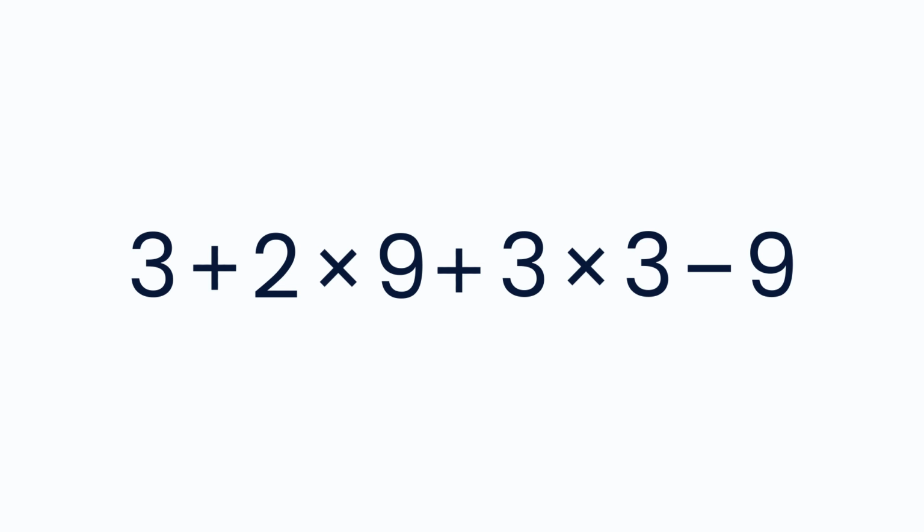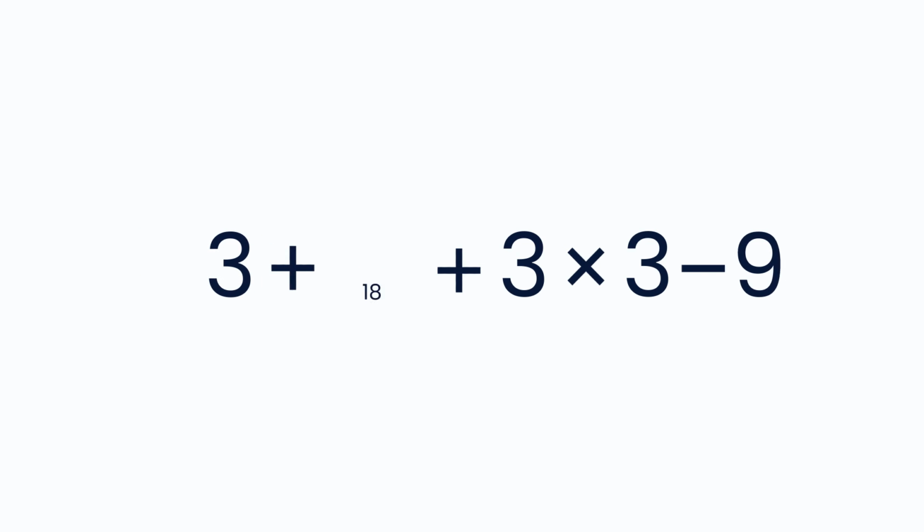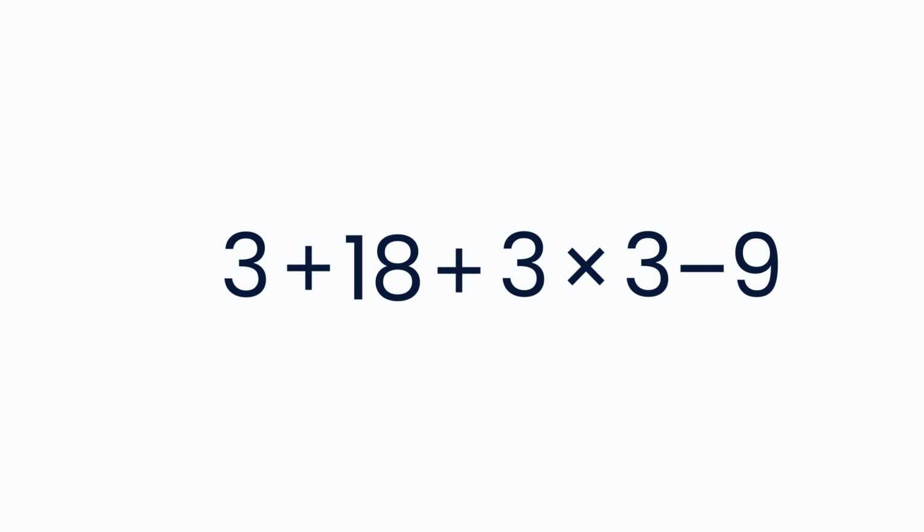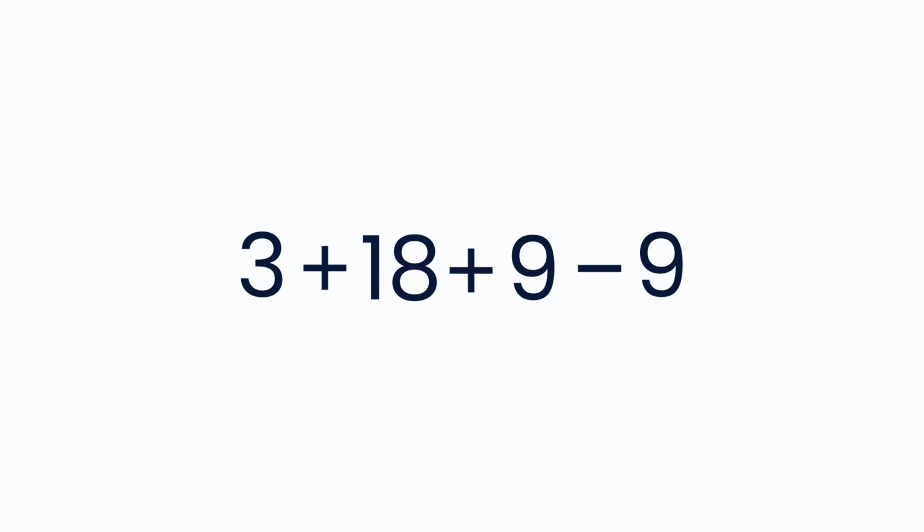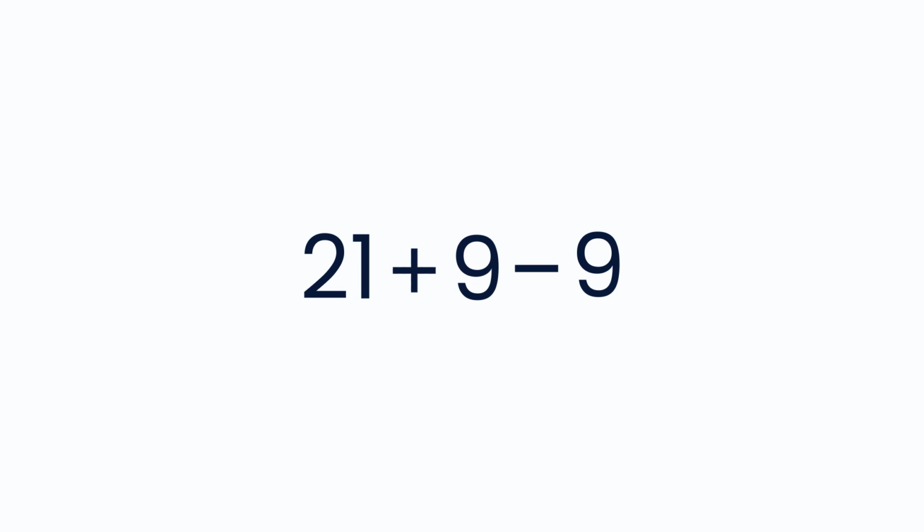Next, you do the multiplication. 2 times 9 equals 18, and 3 times 3 equals 9. Finally, you combine the terms. 3 plus 18 equals 21, 21 plus 9 equals 30, and 30 minus 9 equals 21.